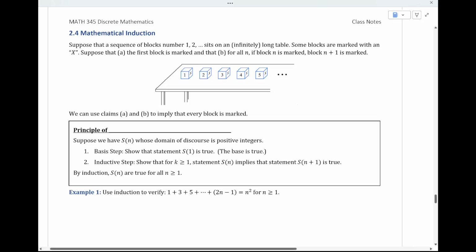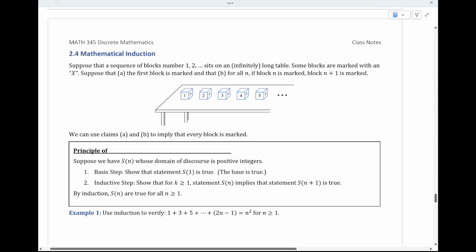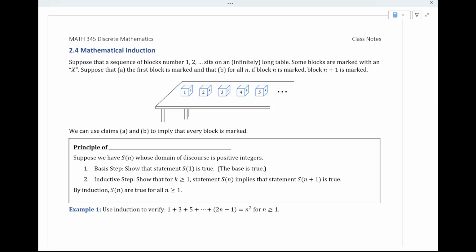Hi, hello, welcome. This is Discrete Mathematics, and today we're talking about section 2.4, Mathematical Induction. Before we get into this section, I want to talk a little bit about deduction versus induction. So deduction moves from general theorems, definitions, axioms, to something very specific that you want to talk about. Moves from general to specific. We've been using a lot of deductive reasoning so far.